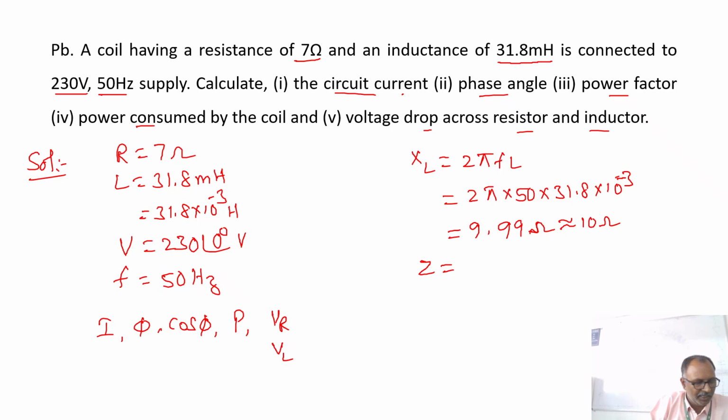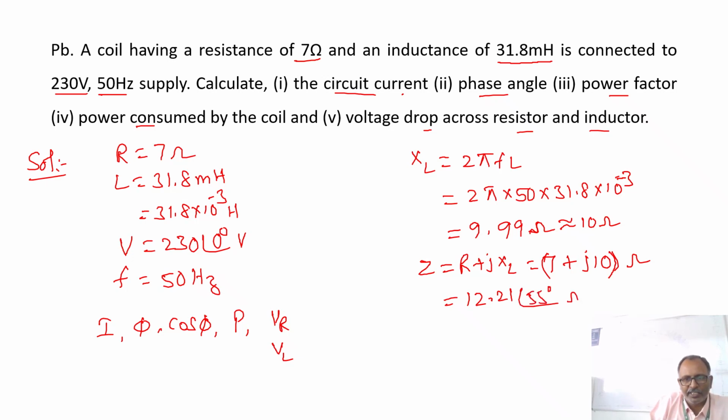Therefore the impedance is given by R plus JXL, which is equal to resistance 7 ohms and XL we got 10. So it is in rectangular form, 7 plus J10 ohms. Now convert into polar form. We are going to get 12.21 at an angle 55 degrees ohms. This is impedance. Now find out the current.